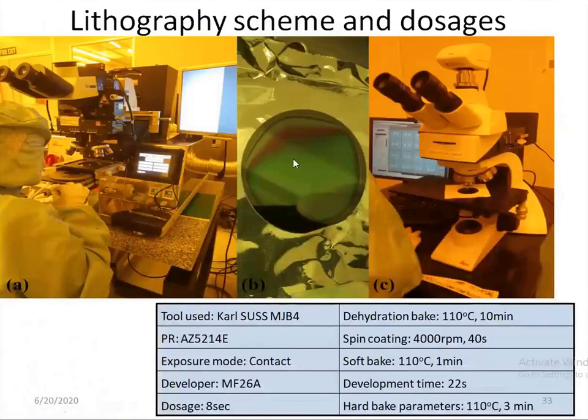In our entire process, we have used only optical lithography. Optical lithography is used when your feature sizes are above 1 micrometer.